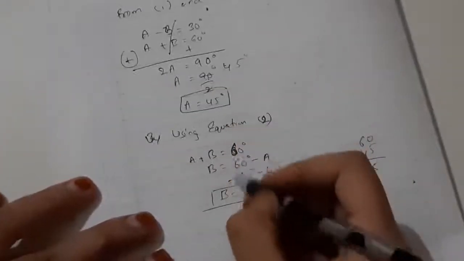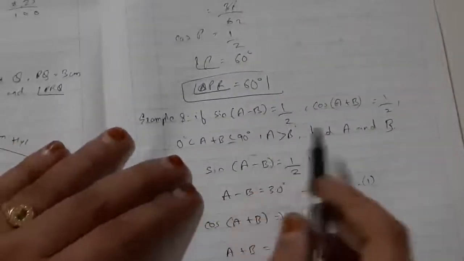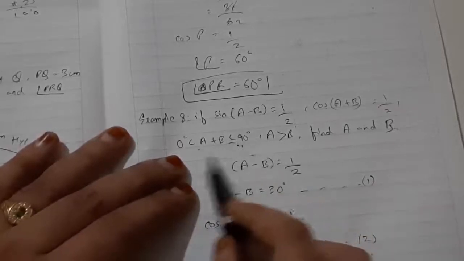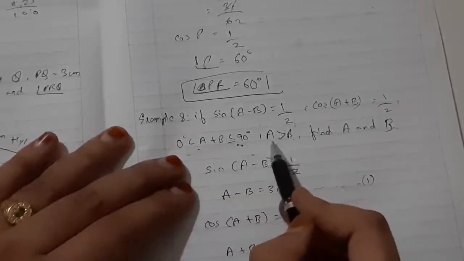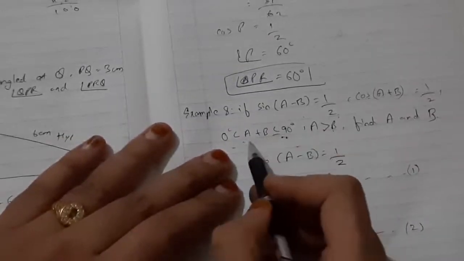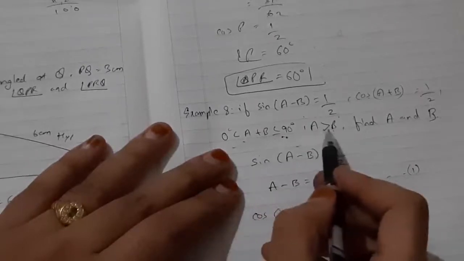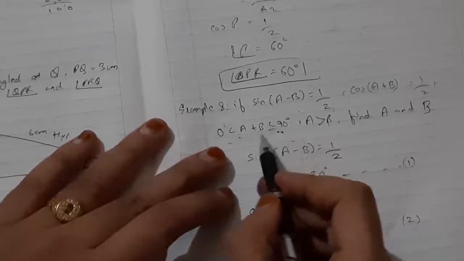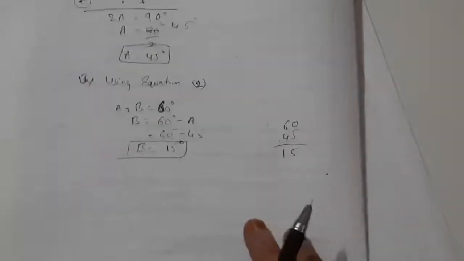B is 15 degree. So guys, you found angle A and B, and I hope you can see that they satisfy the conditions. First, angle A is greater than B, because 45 is greater than 15. Also the sum of both angles is 60 degree, which is greater than 0 and less than 90 degree. So we are done with the examples.